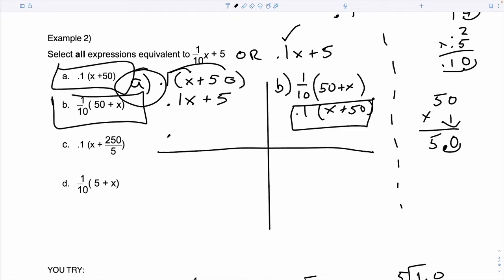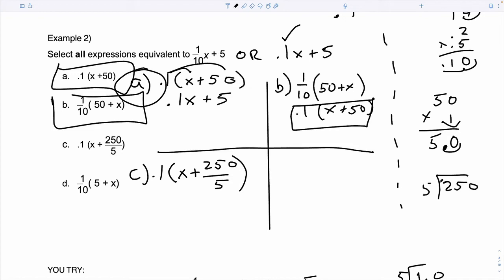C looks really weird. Does not work. What would I change about 250 divided by 5? Can I simplify that at all, Carson? How would I simplify it? Let's see what it is. 250 divided by 5 is something simpler, and if I divide it, 25 by 5 is 5, 0 by 5 is 0. So this thing is x plus 50.